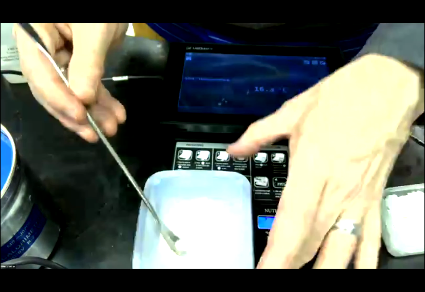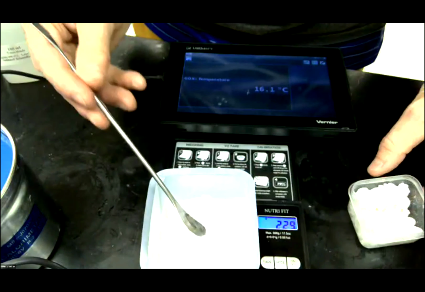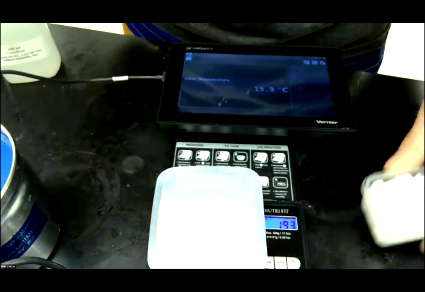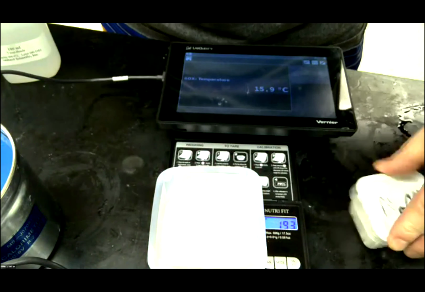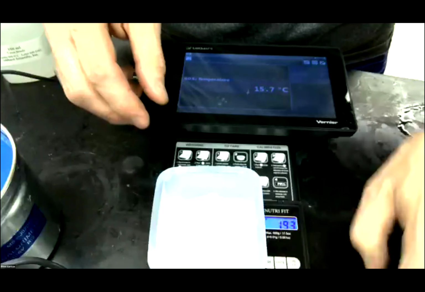And we're at 4 grams already, so that's too much. Just a few pellets would get us there. 2.28, so let's take off 1 more. 1.93, that's pretty close to 2 grams, so we're pretty much there. All right, so we got our 2 grams.